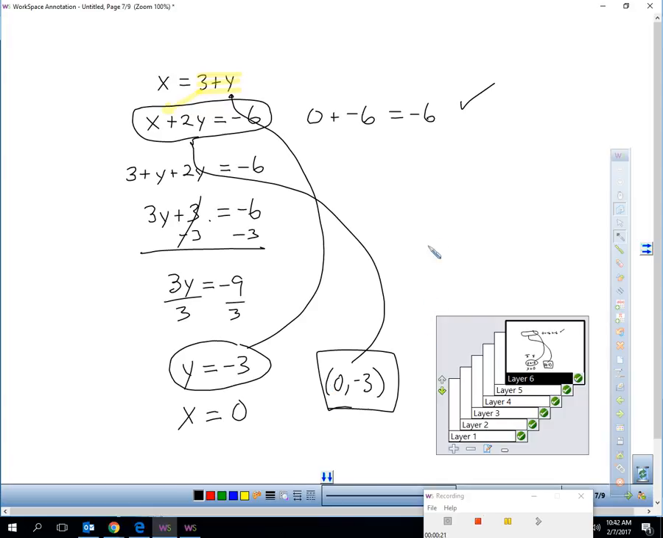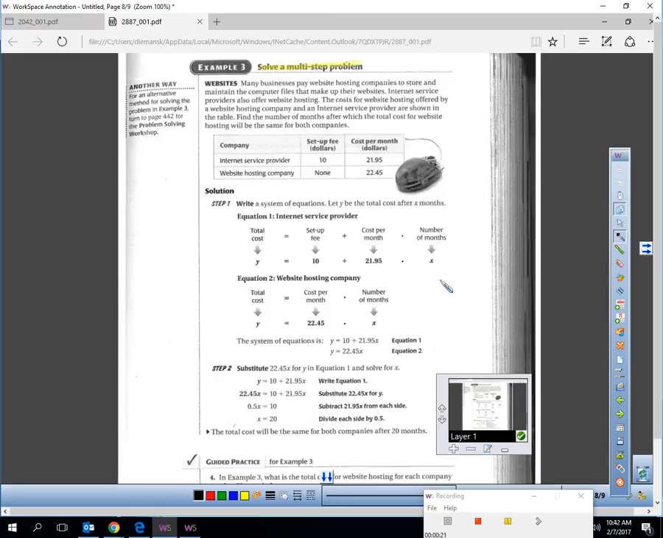This is called the substitution method. You will have a few word problems to do. Now again, the hardest part of these would be just setting up the equations. Once you set up the equations, you can substitute.